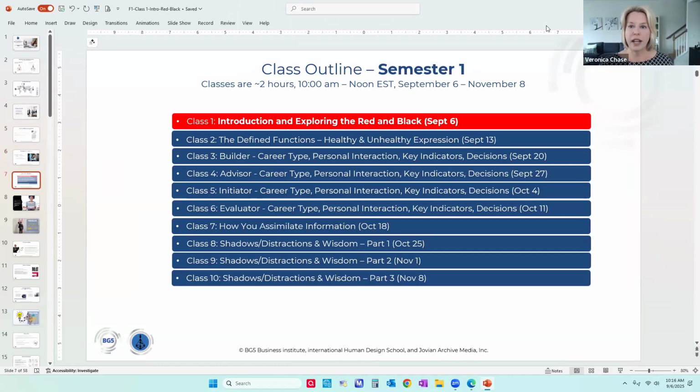So we're starting today with introduction, and we're going to get into the red and black. The Foundations 1 goes from September 6th through November 8th. So we're going to go 10 weeks in a row straight through. Then we will have a pretty significant break through the end of November into December. And then we start back up in semester 2 in later January.